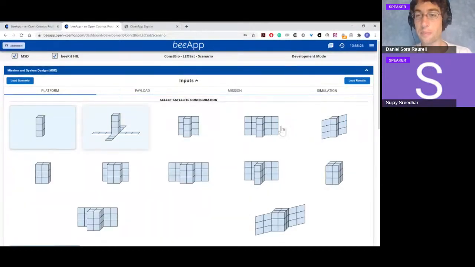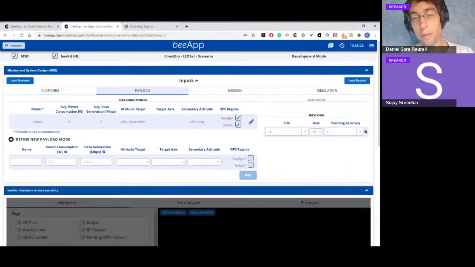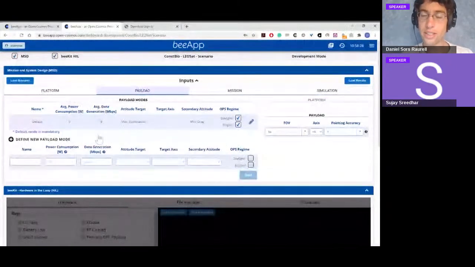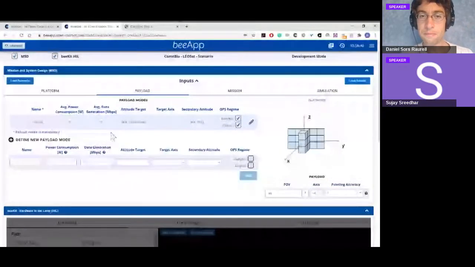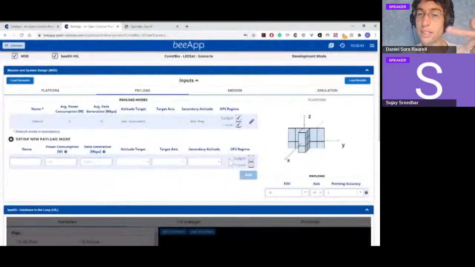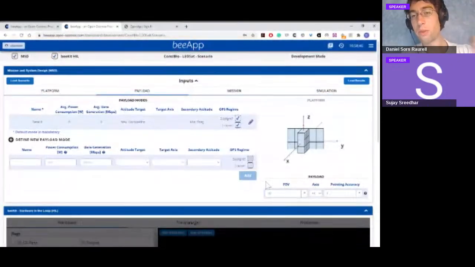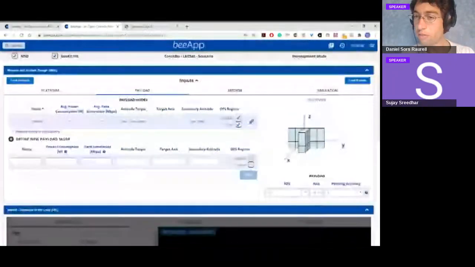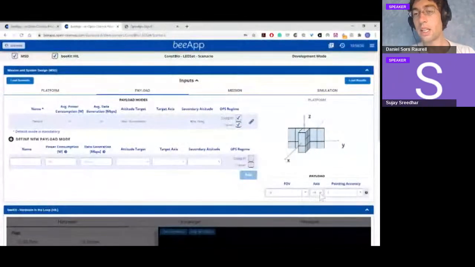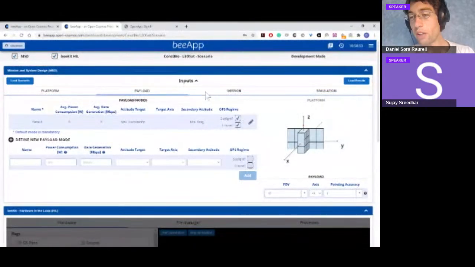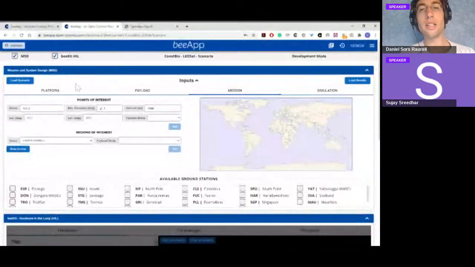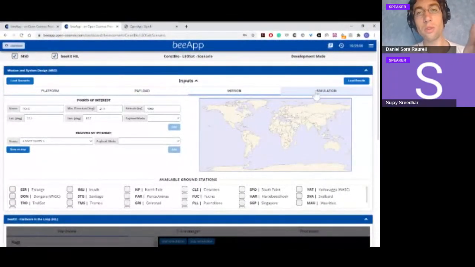Then you can select a spacecraft configuration. You could be choosing and defining your payloads. In our case, we could define the power that we need, the data that it generates. Before I saw 3 gigabytes per second, that's quite high. You could be defining altitude modes, and whether these payload modes can be active in daylight or in eclipse, and define your field of view if you have any optical instruments, where you allocate the instrument. There are a lot of things here, but we can skip this payload tab. And the goal is to go from platform to payload to mission to simulation.